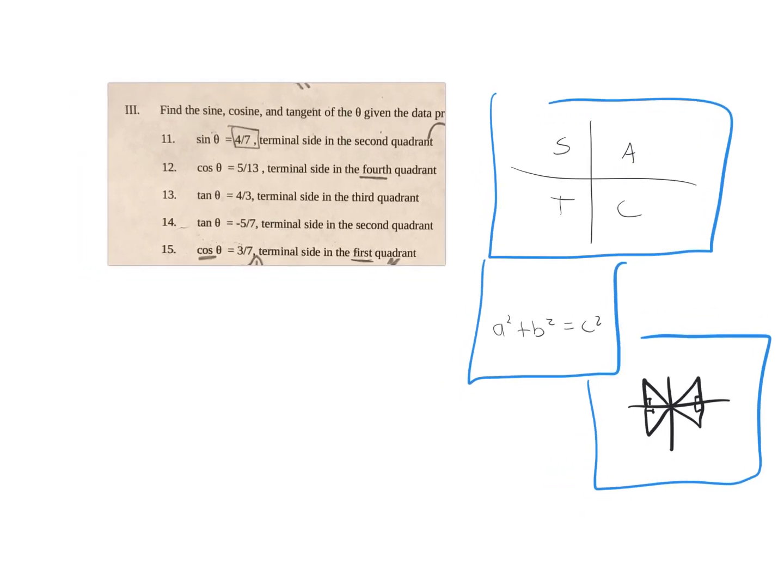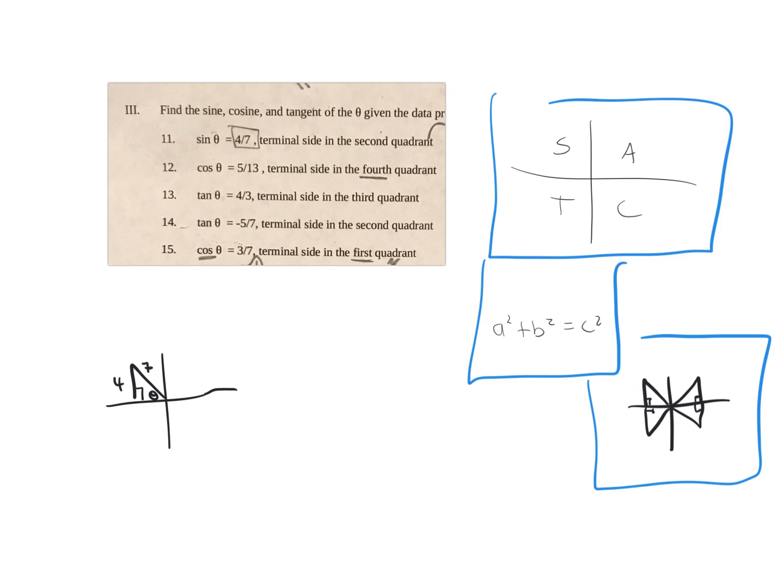Now, looking at 11, it says sine of theta is 4 over 7, and the terminal side is in the 2nd quadrant. And they want us to find the sine, cosine, and tangent of that angle. Now, if it's in the 2nd quadrant, that means we're dealing with a triangle that looks kind of like that. And since the sine of that angle is 4 over 7, that means the opposite over hypotenuse is 4 over 7. The angle would be here, by the way.